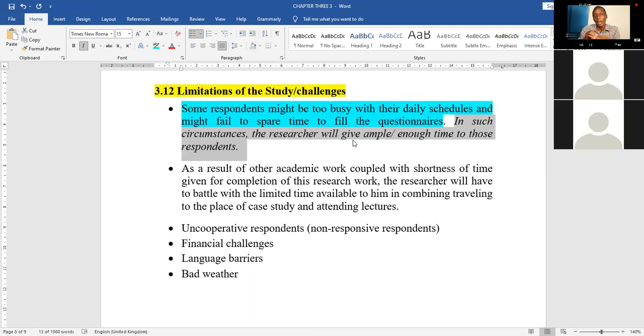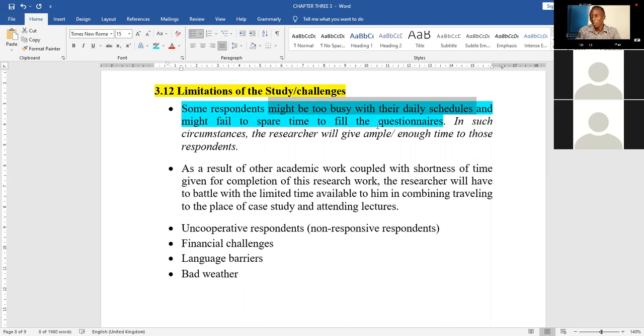Having some respondents who are going to be too busy with their daily schedules. For instance, if you are carrying out research from a bank, most of these bank tellers are so busy, they have long queues of people to work on. So they might not get time to fill in your questionnaire. So what are you going to do in that case? You're supposed to give them enough time. You can drop your questionnaires there at the bank and then maybe come back after 1 week, after 2 weeks, and then you find them when they have already filled them in. But these other people who are not so busy, you can just give them the questionnaires and then just sit down and wait for them to fill them in, and then you go with them. Okay, so that is the first limitation.